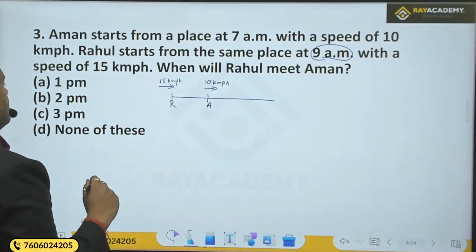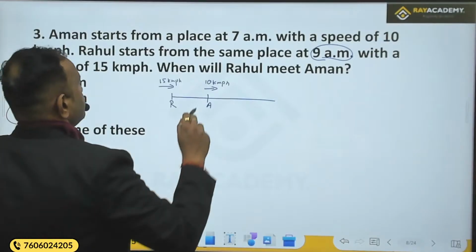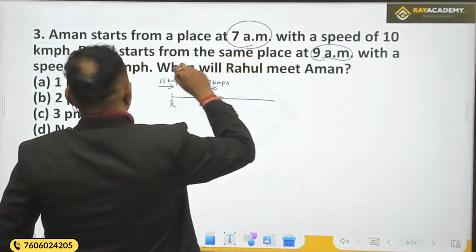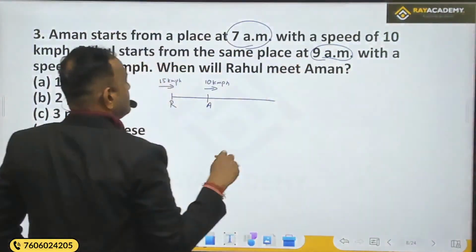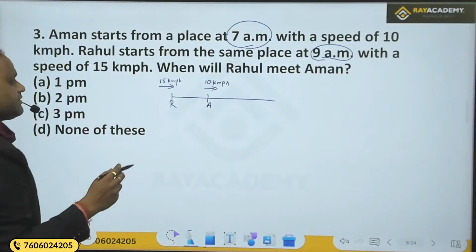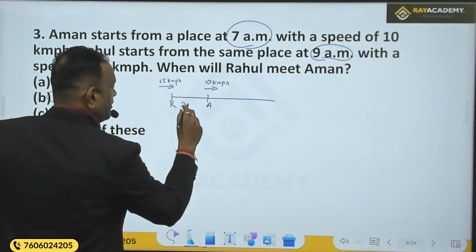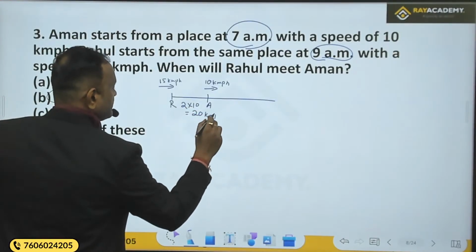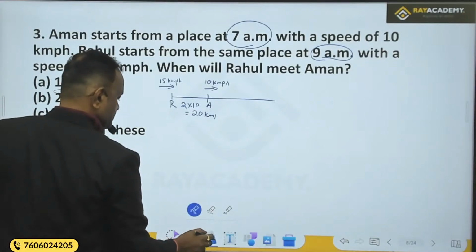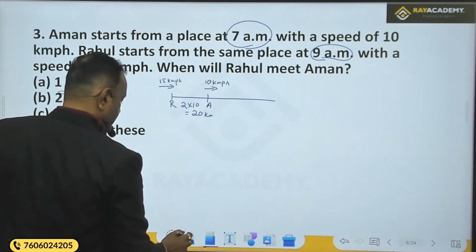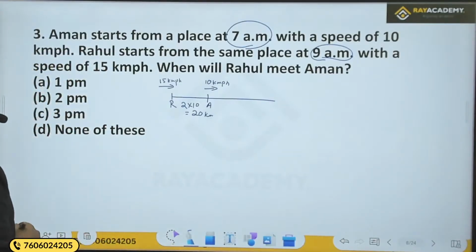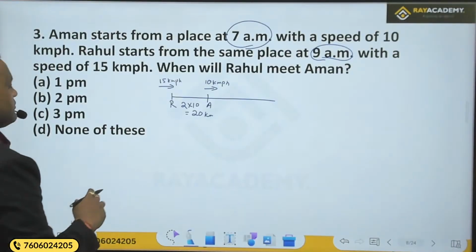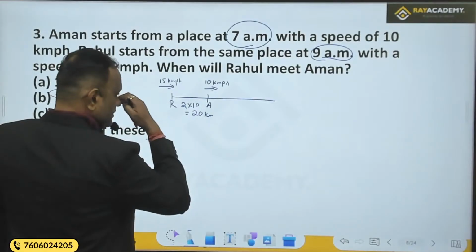When will Rahul meet Aman? Aman started at 7, Rahul started at 9 a.m. So in 2 hours, how far would Aman travel? 2 hours into 10, so that is 20 kilometers traveled by Aman. And Rahul starts his journey 20 kilometers behind. Rahul's speed is 15, Aman's speed is 10, and both are traveling in the same direction. So we need to find when Rahul will cross him.